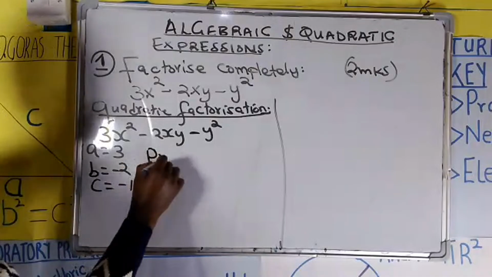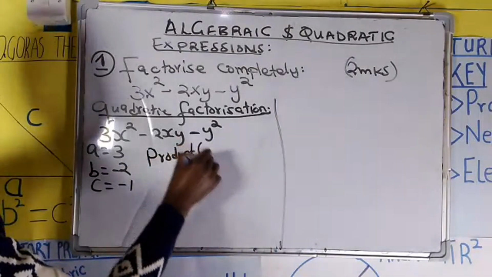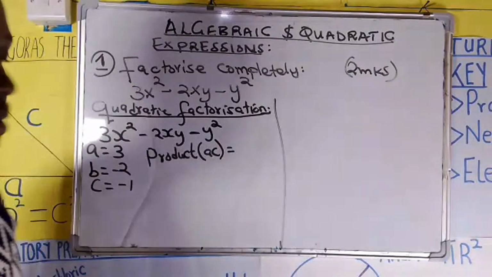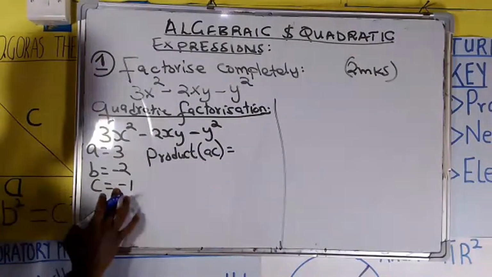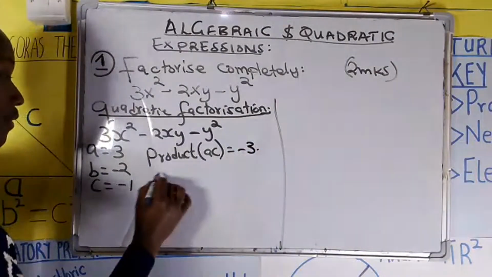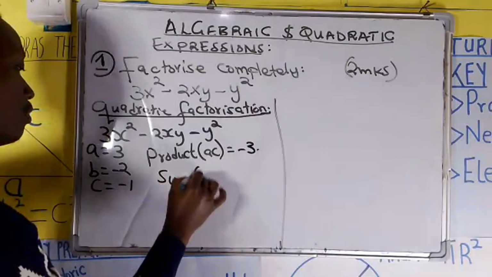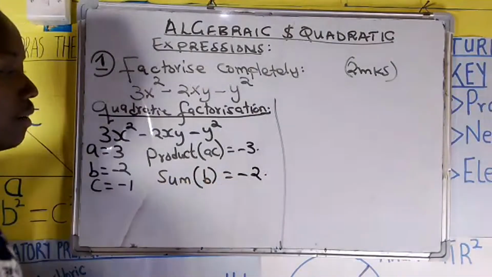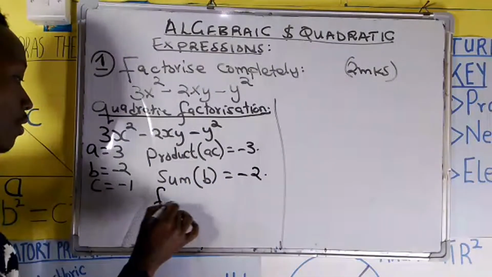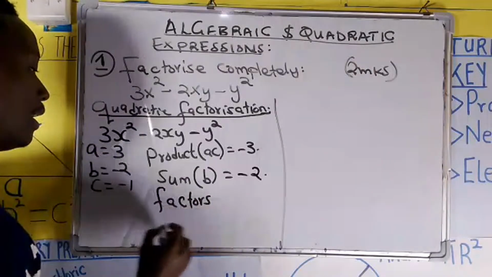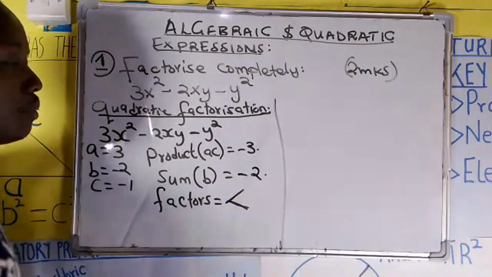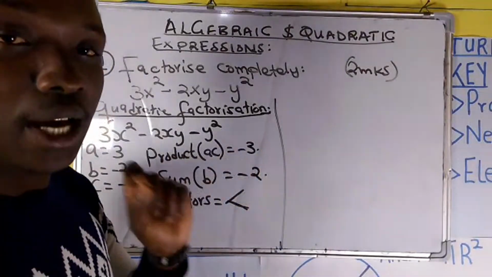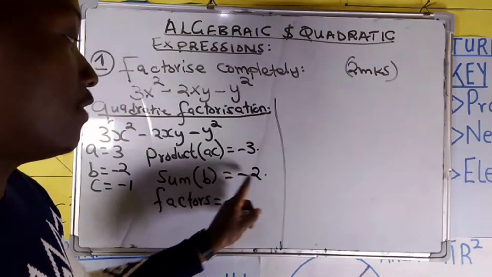So we will now proceed to find the product. The product is always ac. So when we talk of the product being ac, it means it is 3 times -1, which is -3. Then our sum should be equal to b, and our b is -2. So we should now proceed to find factors. If we multiply the two numbers, they should give us -3, and if we add the two numbers, they should give us -2.